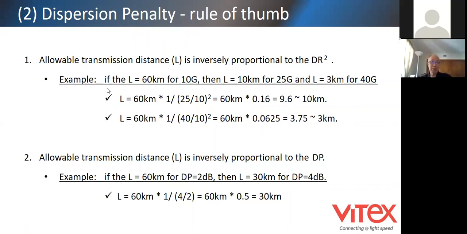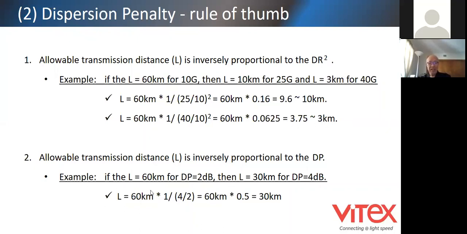So the example I put in is, if L is 60 kilometers for 10 gigabits per second, then the length would be reduced to 10 kilometers for 25G and would be further reduced to 3 kilometers for 40G. With a simple equation like that, 60 kilometers times 1 over the ratio of 25G over 10G, and then take a square. So 60 kilometers times 0.16 is roughly 10 kilometers. Likewise, for the 40G, it's about 3 kilometers here.